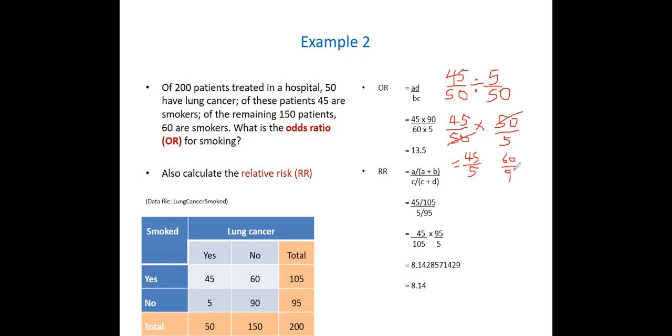Now, odds ratio. We want to compare the odds of smoking. This is the odds of smoking among the lung cancer people. This is the odds of smoking among the no lung cancer people. If you want to compare, you want to do relative odds. Which one is bigger? You know that 45 over 5 is bigger than 60 over 90. You agree with me? Yes. If you now divide them, that's the odds ratio or relative odds. So just the same way we were doing the other time, 45 over 5 times 90 over 60.